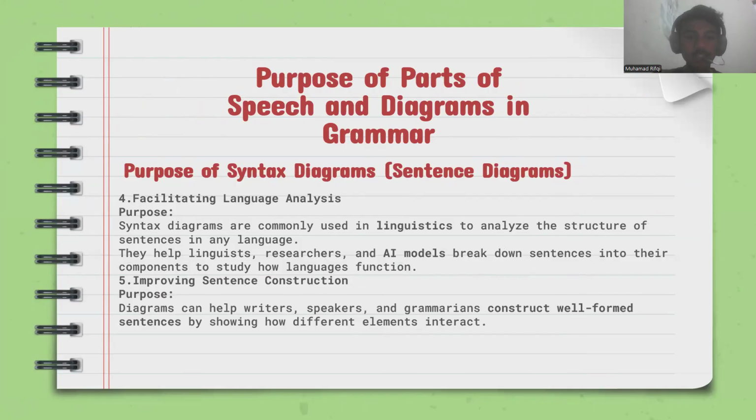Number 4, facilitating language analysis. Syntax diagrams are commonly used in linguistics to analyze the structure of sentences in any language. They help linguists, researchers, and AI models break down sentences into their components to study how language functions. Improving sentence construction: diagrams can help writers, speakers, and grammarians construct well-formed sentences by showing how different elements interact.